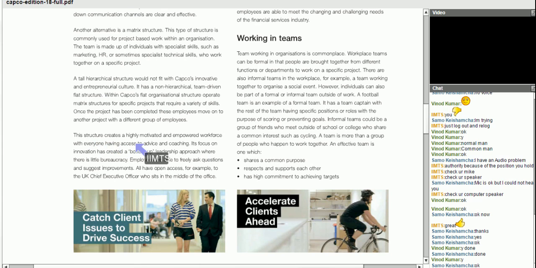So this structure creates a highly motivated and empowered workforce with everyone having access to advice and coaching. Its focus on innovation has created a bottom-up leadership approach where there is little bureaucracy. Employees are able to freely ask questions and suggest improvements. All have open access, for example, to the UK Chief Executive Officer who sits in the middle of the office.